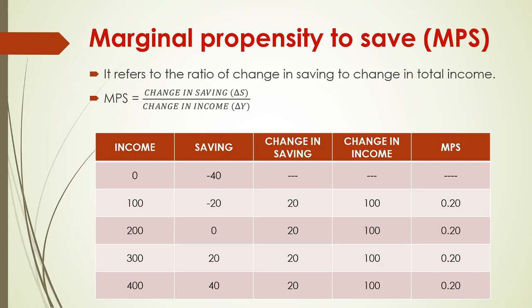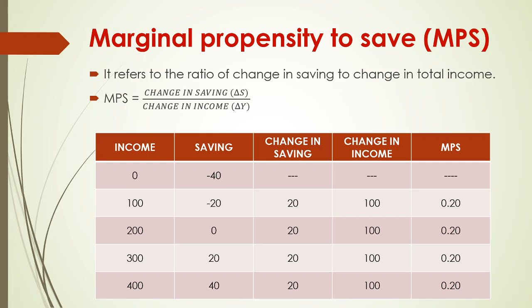Okay, now we have change in saving and change in income, with the help of which we can find out MPS, marginal propensity to save. For the first row we cannot find it out because we have nothing to divide with, right? From the second row we can find 20 by 100, which gives us 0.20. So MPS is the same, 20 by 100, 20 by 100, 20 by 100, and for the last level also it is 20 by 100. So MPS remains constant at 0.20.